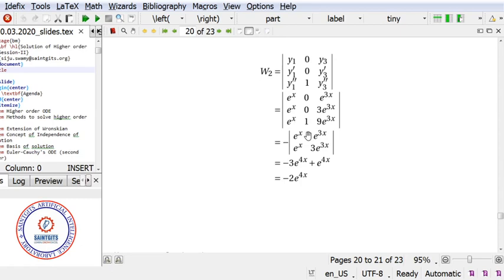Minus 1 raised to the sum of those positional values, minus 1 raised to 5. So minus 1 into the submatrix, where I exclude this column and row. Then the submatrix is e^x, e^3x, e^x, 3e^3x. I expand it and I get minus 2e^4x.